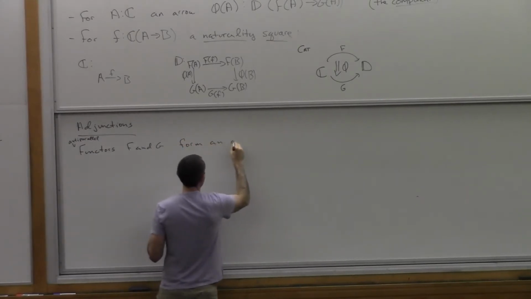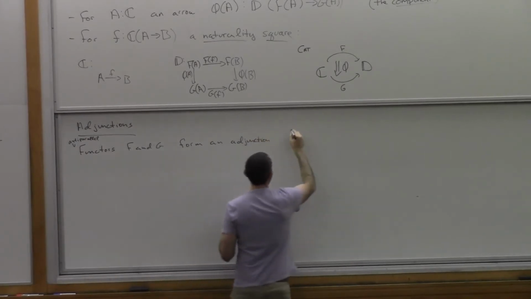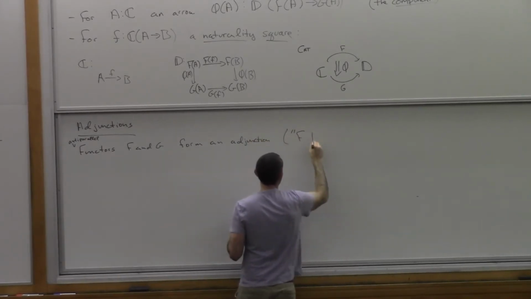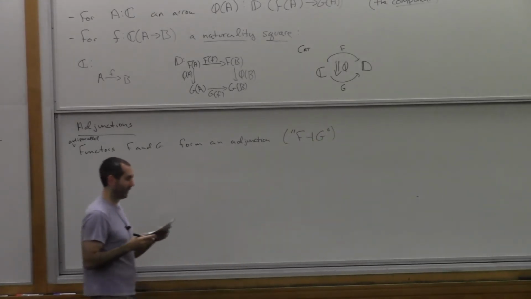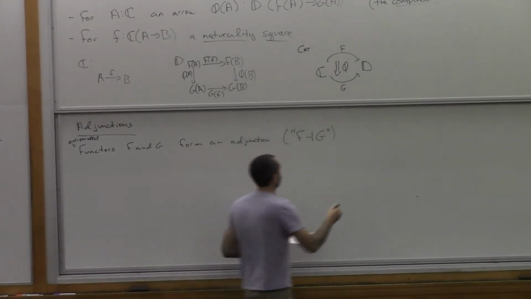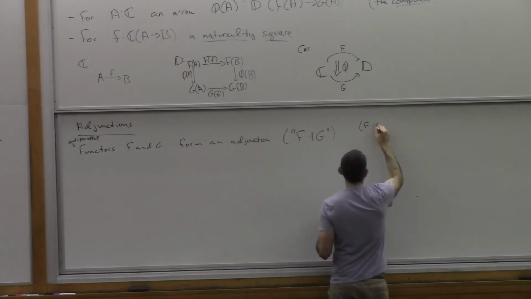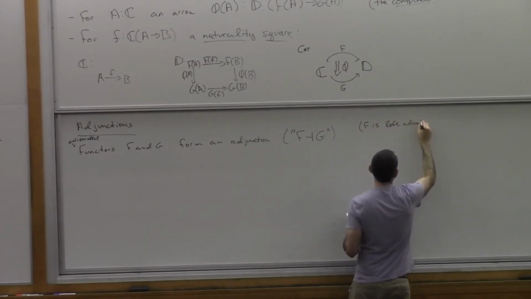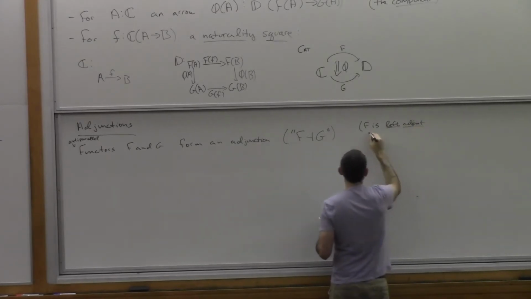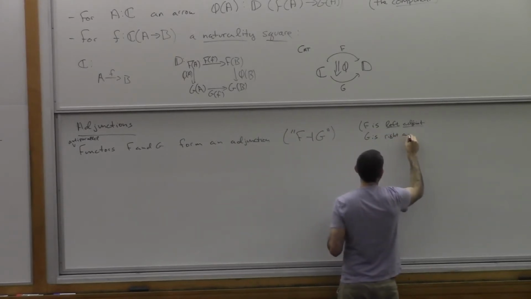Form an adjunction, which is written like this. That's F backward turnstile G. And then the terminology here is F is the left adjoint in this adjunction, and G is the right adjoint.